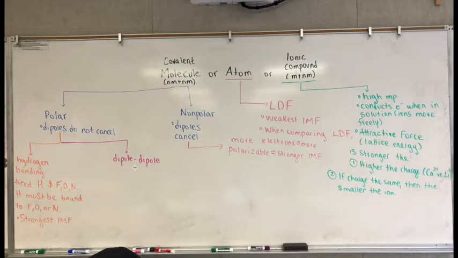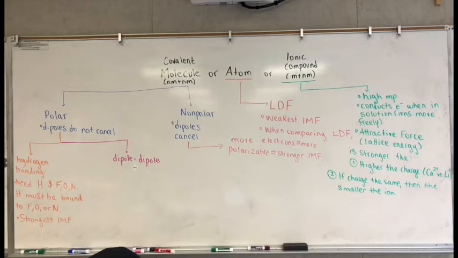The last type of attractive force is for ionic compounds, which are between a metal and a nonmetal. Ionic compounds have a very high melting point. They conduct electricity, but they only conduct electricity when they are in solution, because when they're in solution, their ions are able to move freely. The attractive force between ions in an ionic compound is called the lattice energy.